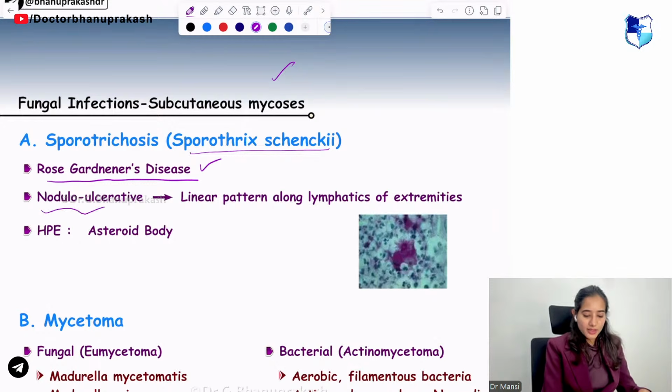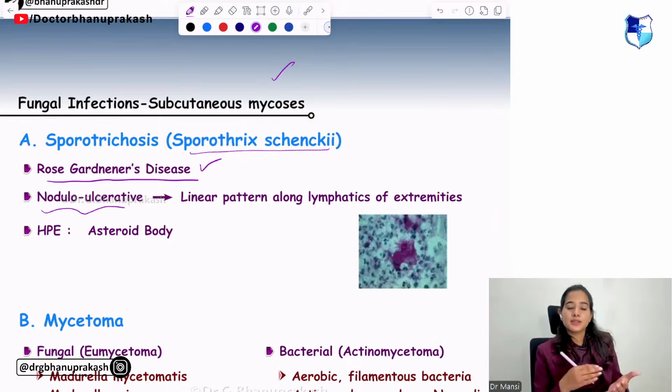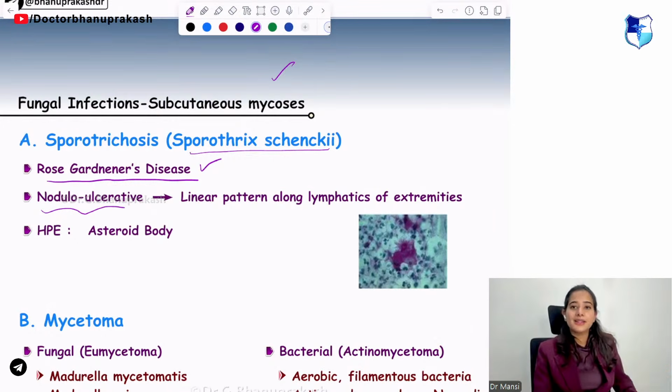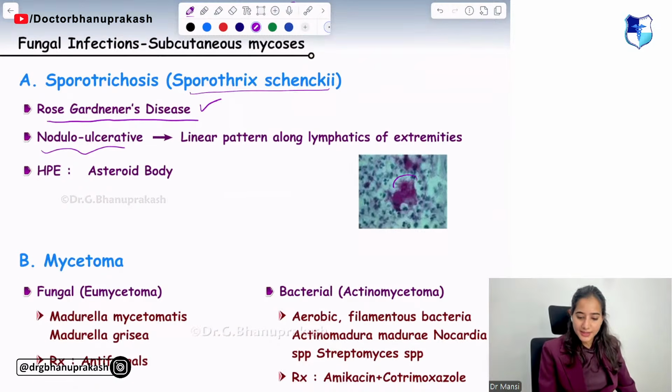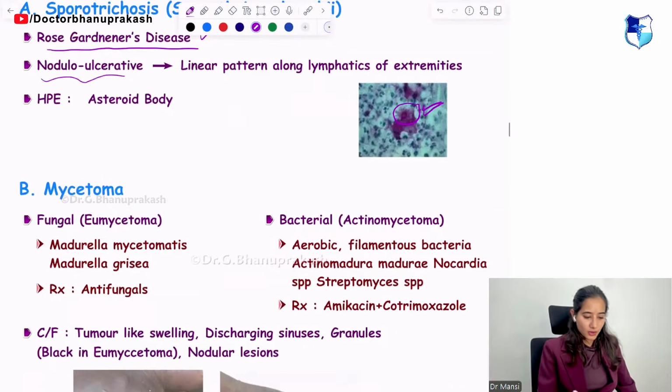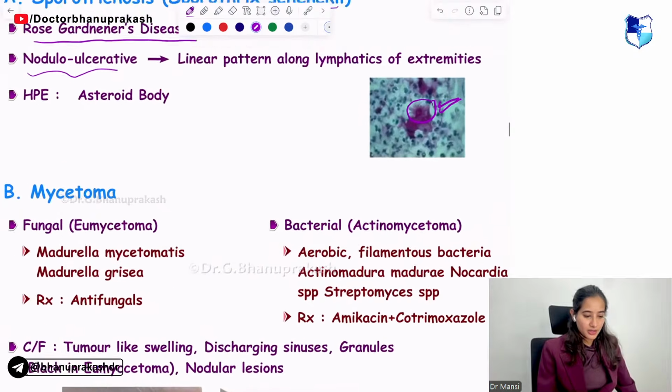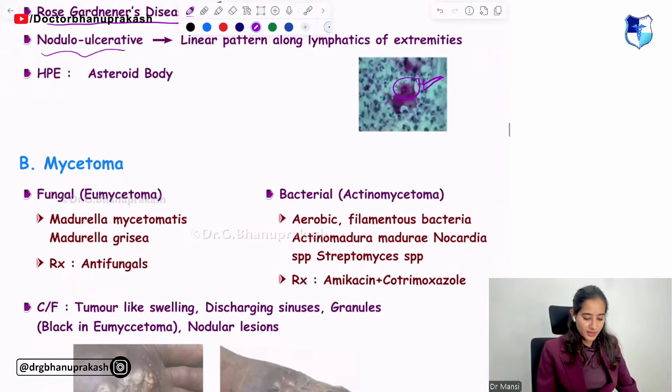And what kind of lesion is there? It is a nodulo-ulcerative lesion, and classically it is along the lymphatics. The lesions are seen, and the asteroid body is seen in them on histopathological examination. That is all you need to know about sporotrichosis.